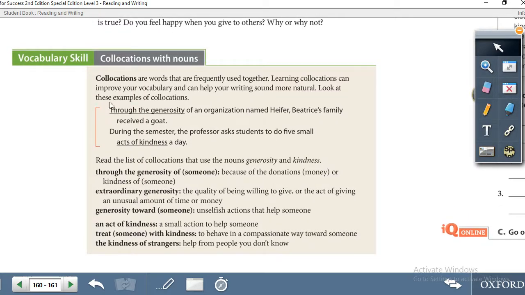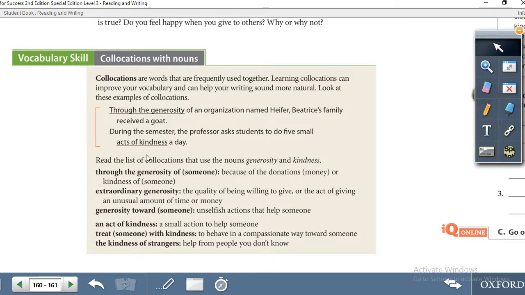The last section, which is the vocabulary skill, collocations with nouns. Collocations are words that are frequently used together. Learning collocations can improve your vocabulary and can help your writing sound more natural. Look at these examples of collocations. So the first example, through the generosity of an organization named Haifa, Beatrice's family received a goat.